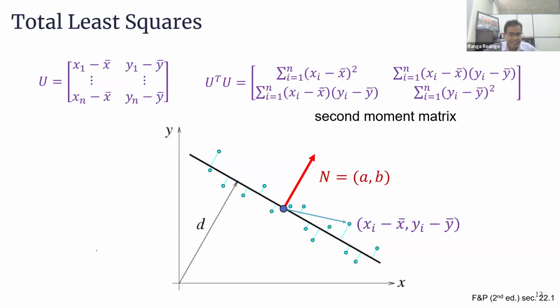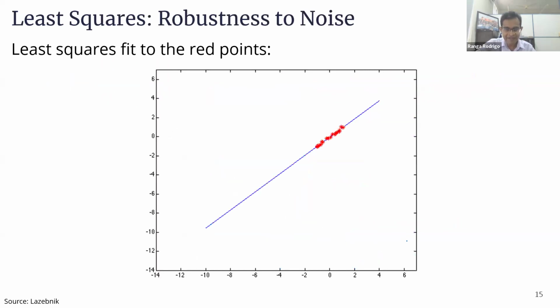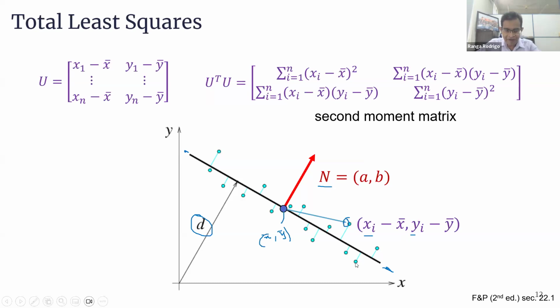Here's a pictorial view of what we discussed. The d is the distance to this line that we want to compute. And n equals (A, B) is the unit normal. If you take the mean, this is x bar, y bar. And if you take a particular point, this is the difference, xi minus x bar, yi minus y bar. So this is the pictorial view of that. Now I will show you the code of how it's done.